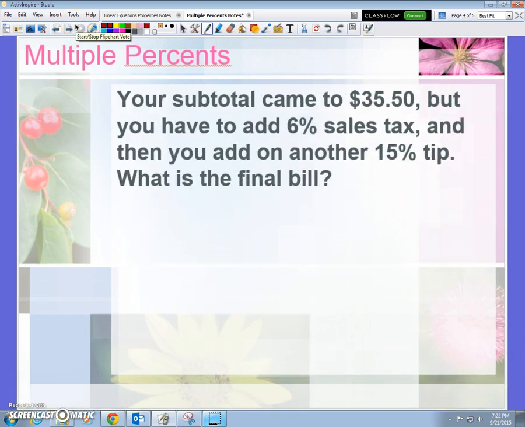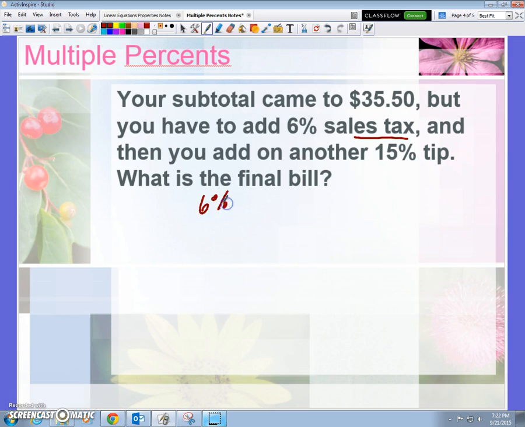This example says your subtotal came to $35.50, but you have to add 6% sales tax, and then on top of that, you have to add your tip on there. So what's the final bill? So this time it looks like we're going to have two markups. Tax is more money that you have to pay. So let's start with that.